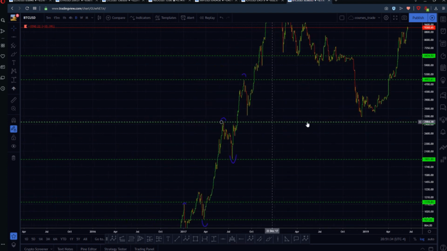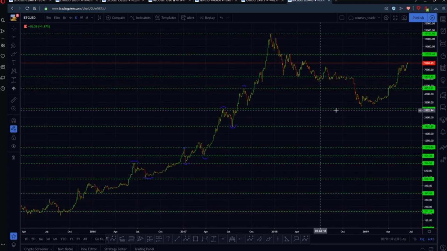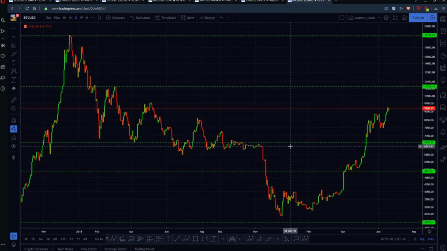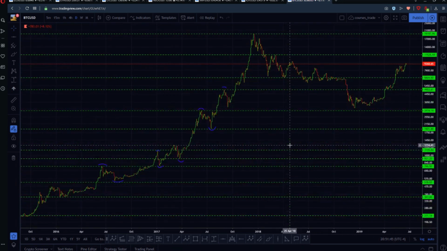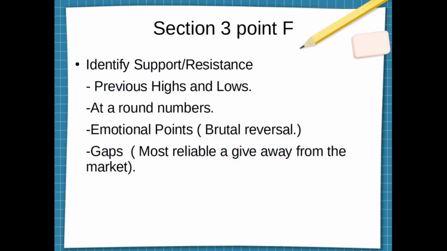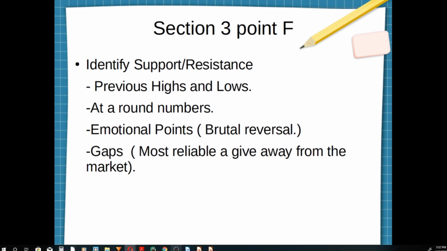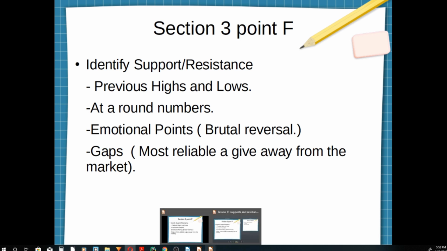Now, the older they are, the more important they are. Now there's a lot of lines. That's a lot of lines in a short. You don't need to have all that many lines in your chart. I just wanted you to get used to the exercise of placing support and resistances. The other thing is, you can use round numbers, you can use emotional points, brutal reversals, and you can use gaps. These are the most reliable giveaways from the market. When you see a gap, they are very rare, actually.